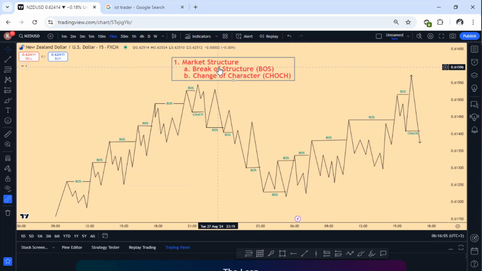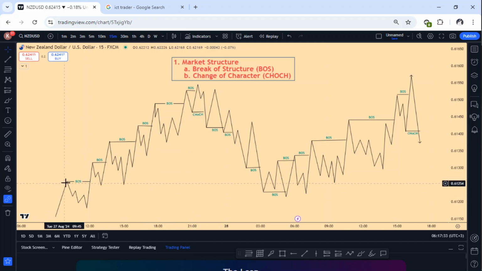Now, market structure just involves understanding the overall trend in the market by identifying highs and lows of the market, as you can see in this example. So ICT traders look for changes in the market direction to decide on buying or selling opportunities. Now, in market structure, you will come across terms called break of structure and change of character, or probably you've heard about them. When the market breaks a previous high or low, it indicates a possible shift in trend.